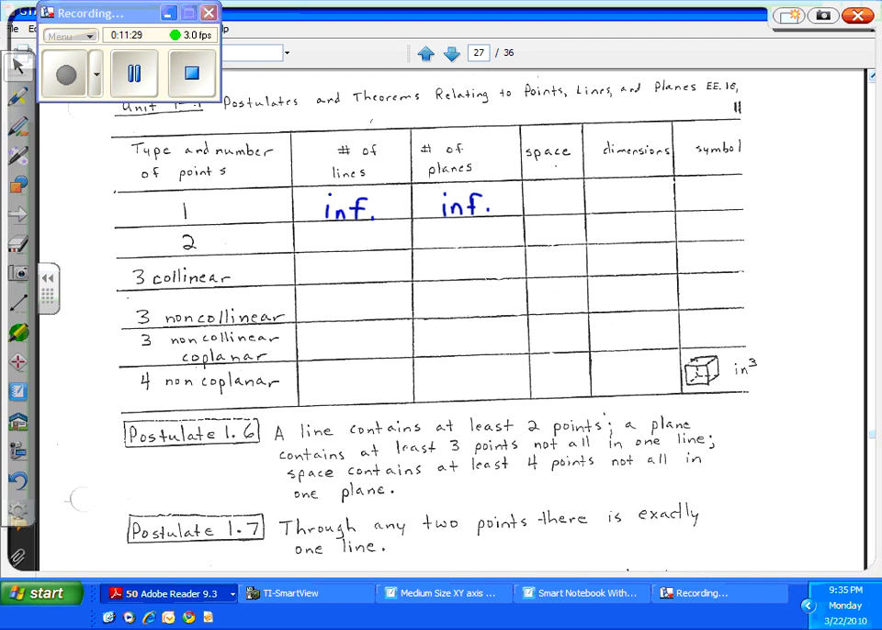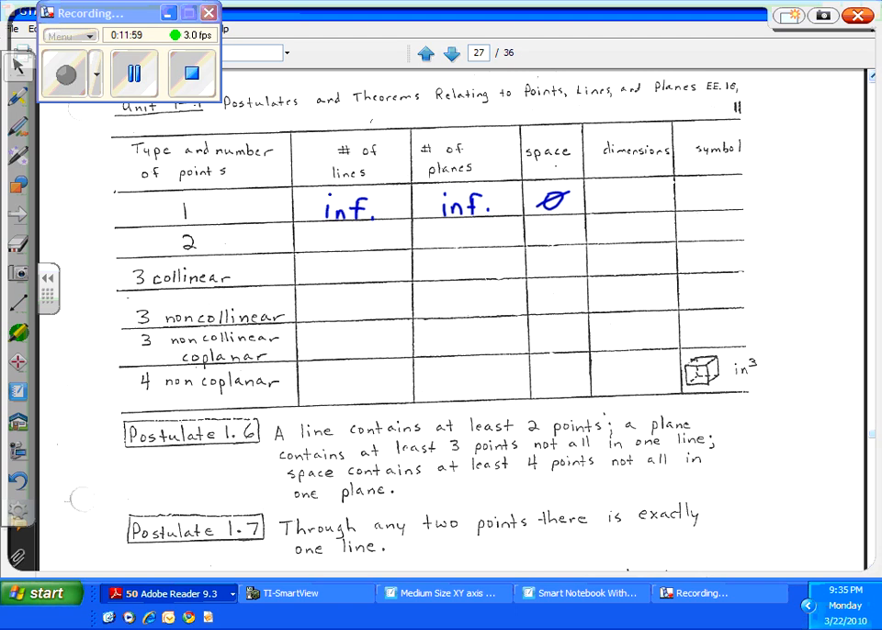Remember that a line is determined by 2 points, not 1. A plane is determined by 3 non-collinear points, not 1. Space is determined by 4 non-coplanar points. So space has not been determined. So there's really not infinite space. We just say that space really has not been determined yet. So we're going to say kind of empty set on space.